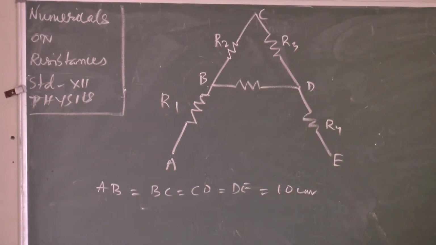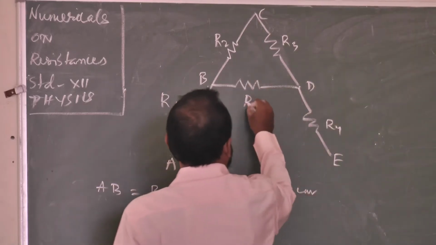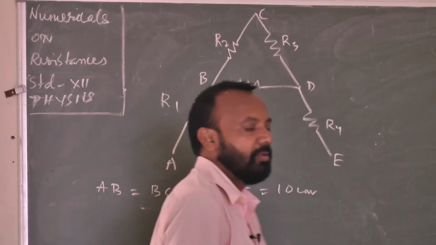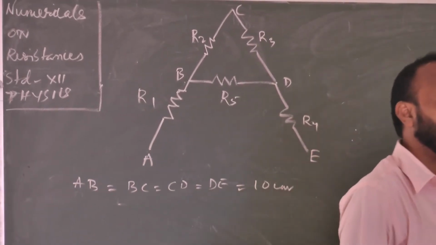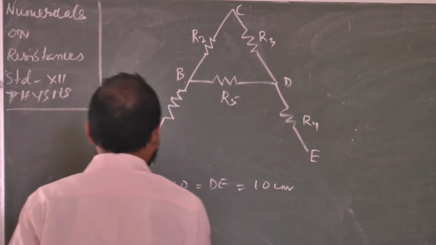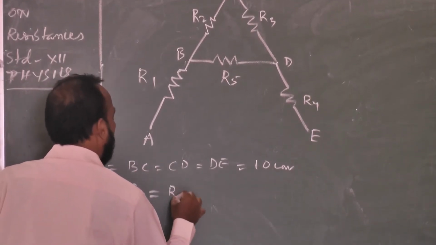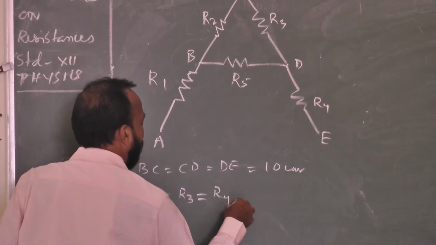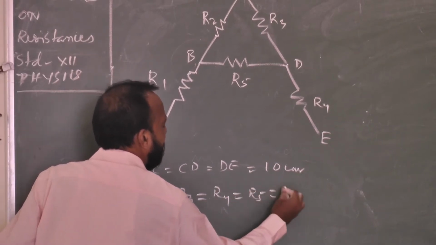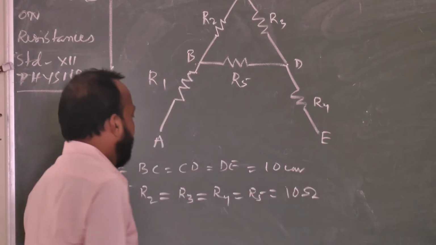And R1, R2, R3, R4 and R5. This is R5, all are the same. R1 is equal to R2 is equal to R3 is equal to R4 is equal to R5, all are 10 ohm. Once again you write down. So R1 equals R2 equals R3 equals R4 equals R5 equals how much is given? 10 ohm is given.